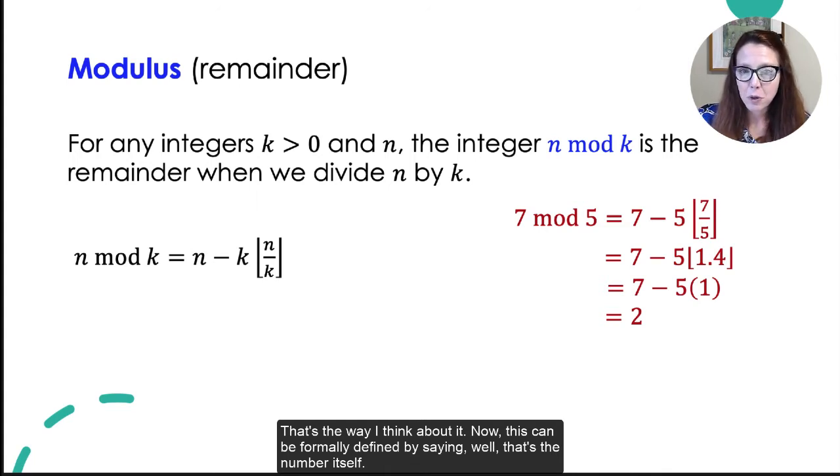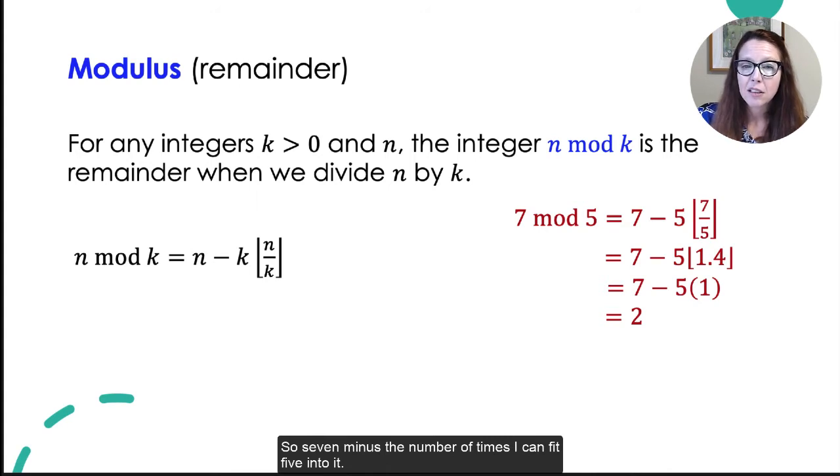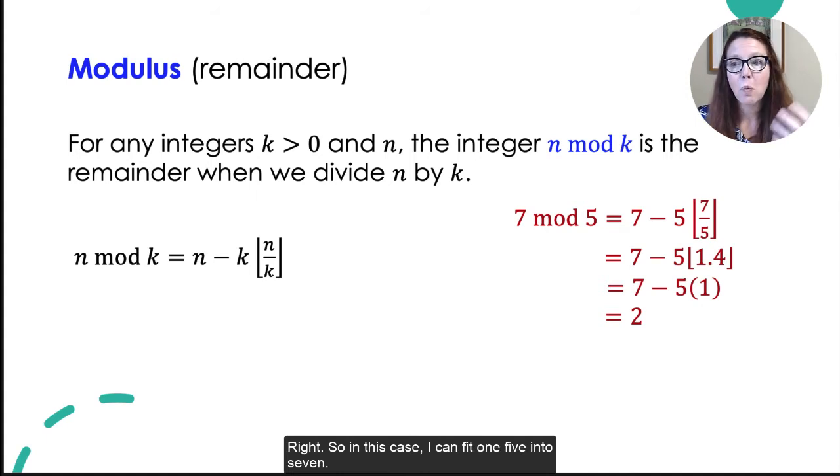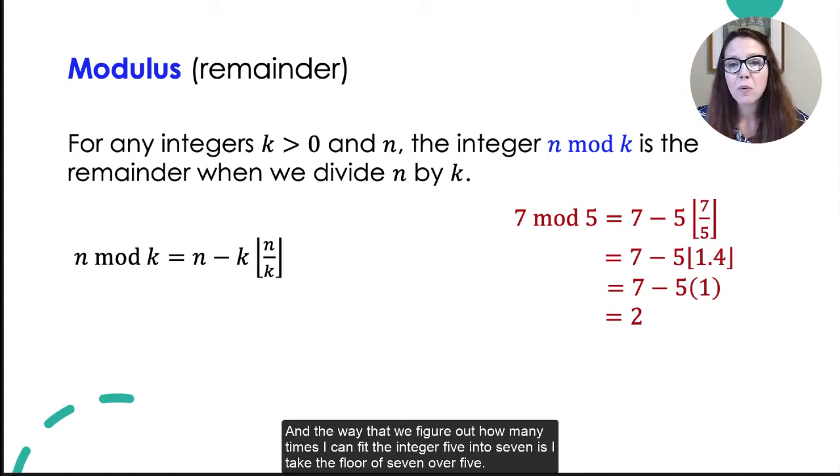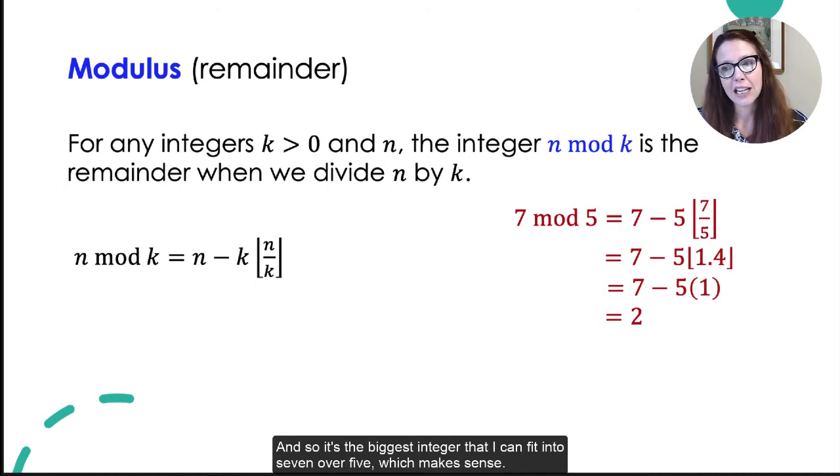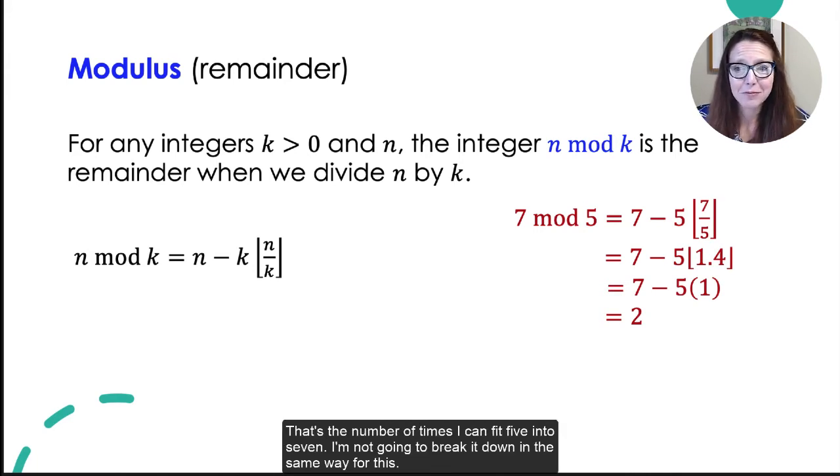Now, this can be formally defined by saying, well, that's the number itself, so 7, minus the number of times I can fit 5 into it, right? In this case, I can fit 1 five into 7. And the way that we figure out how many times I can fit the integer 5 into 7 is I take the floor of 7 over 5. It's the biggest integer that I can fit into 7 over 5, which makes sense. That's the number of times I can fit 5 into 7.